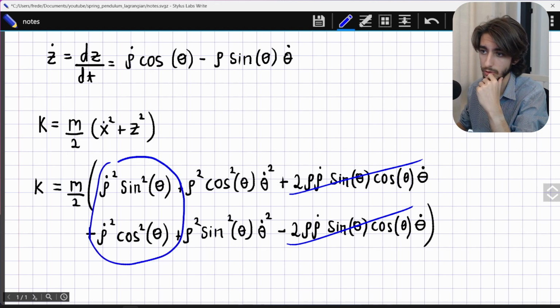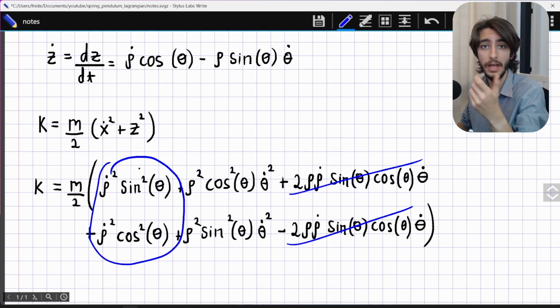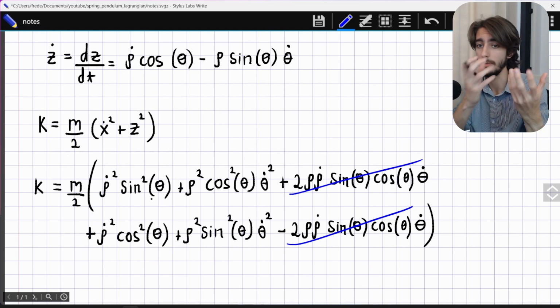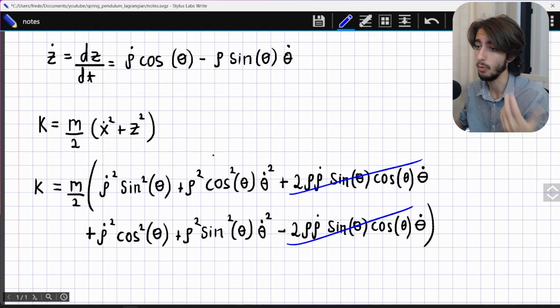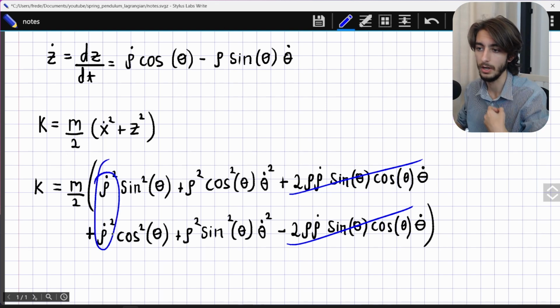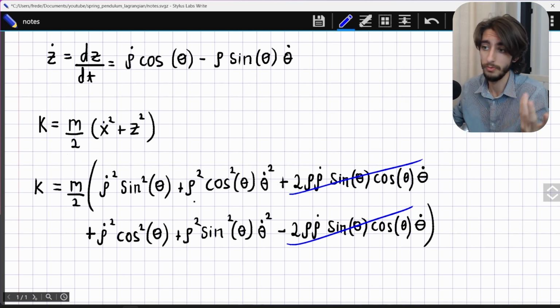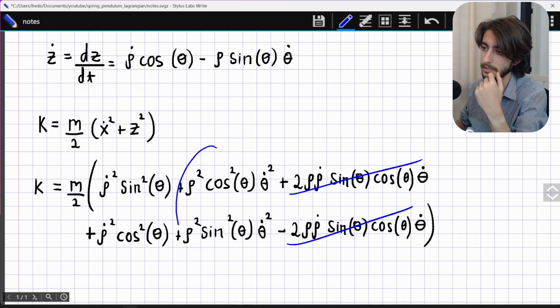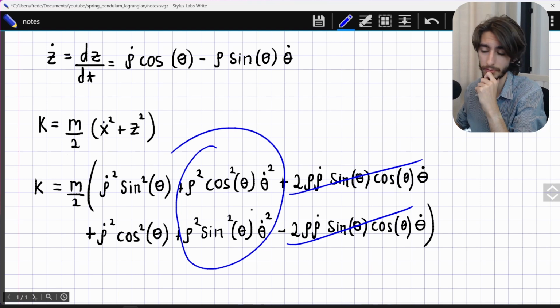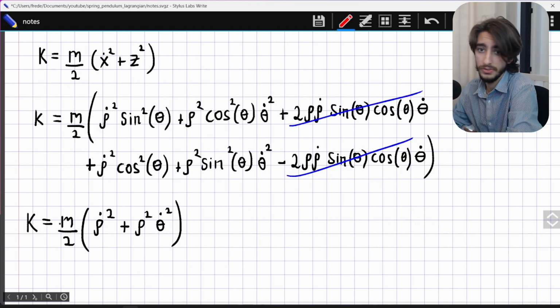Take a look at these two here. They're the same thing, but one has a sine squared, the other one has a cosine squared. And as we know, sine squared plus cosine squared is just going to be equal to 1. So if you take this factor of rho dot squared out of these two, you're just going to be left with rho dot squared. And the same thing can be said for this pair of terms here. And at the end, we're left with something that's actually pretty friendly for our kinetic term. It's just our m/2, which was already there, and this sum of velocities.